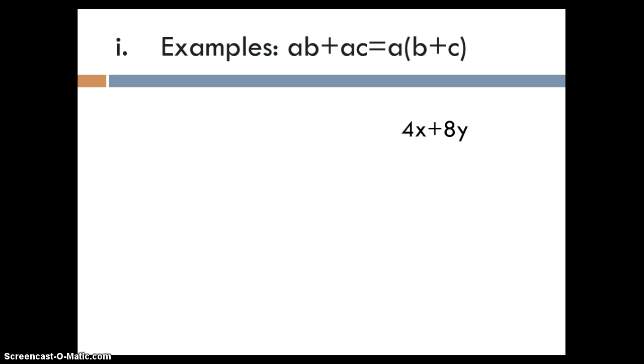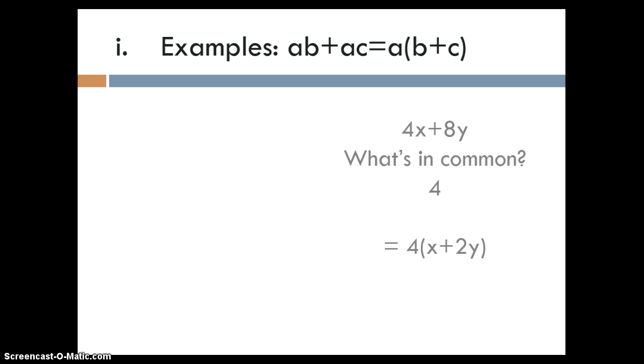4x plus 8y. Now this is a little trickier. Can anybody tell me what each factor in this equation has in common? Right, because 4 goes into 8 2 times. So if you were to take 4 out, that would leave you with 4 times x plus 2y. Anybody have any questions about why that's 2y?